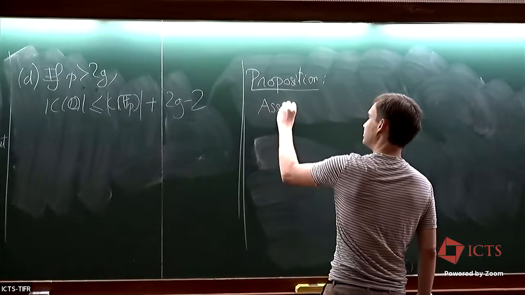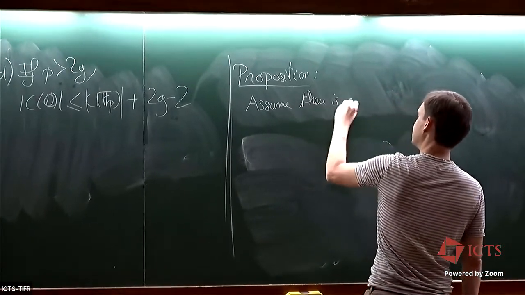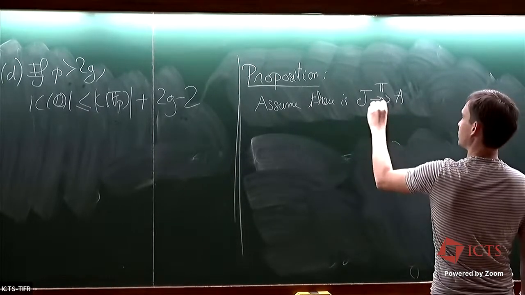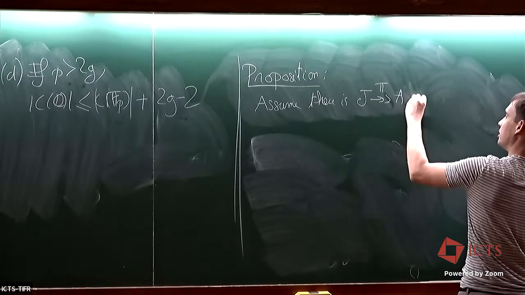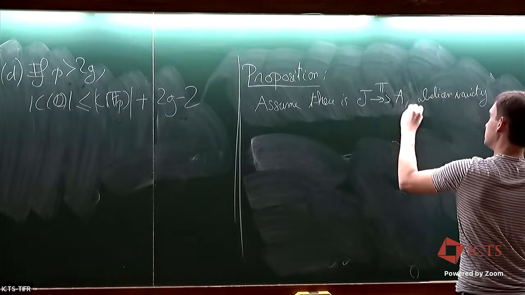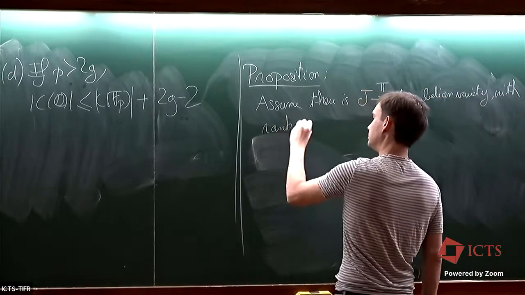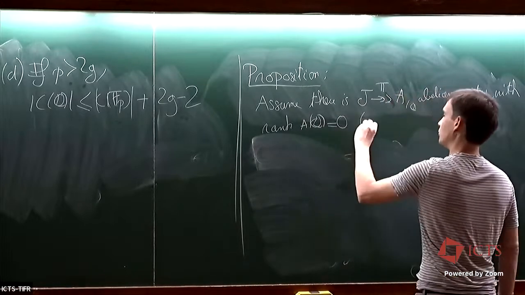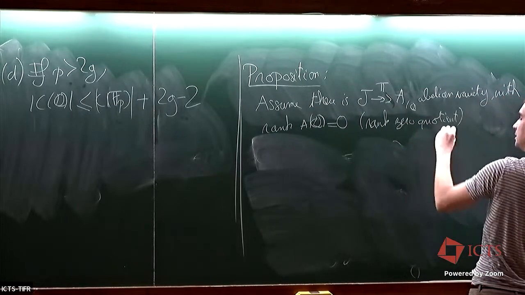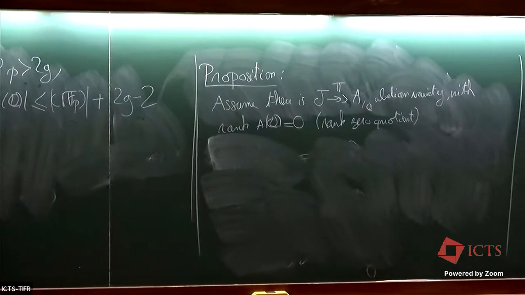I assume that J is not simple as a variety. So I assume there is a surjection from J to A with A an abelian variety over Q with rank 0. It's called the rank 0 quotient. And I should mention, not a trivial one, okay? It's really an abelian variety with dimension at least 1.